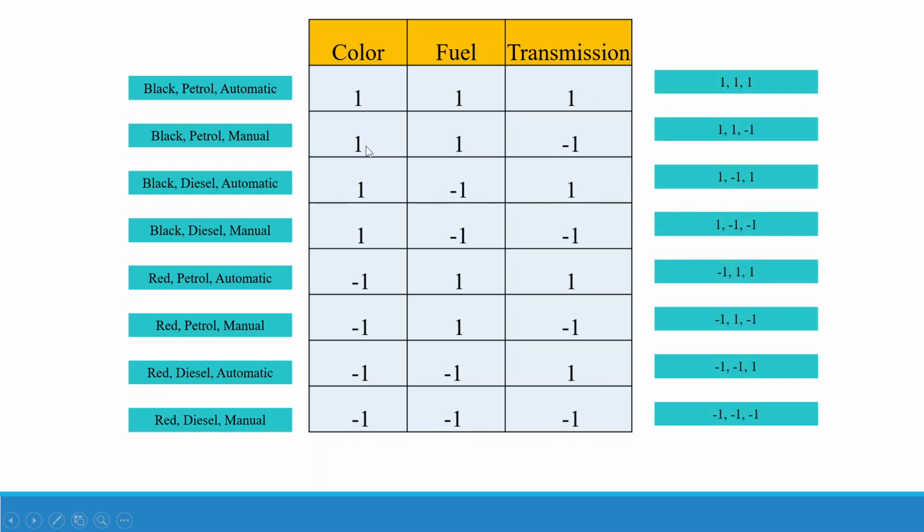So 1, 1, 1, 1. So black color 1, red color -1, -1, -1, -1. Fuel 1, 1, -1, -1, 1, 1, -1, -1. Transmission 1, -1, 1, -1. So you can see there is no repetition of any profile here. This is the combination, their codes and the unique design.